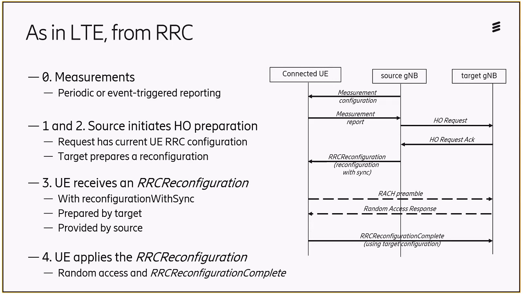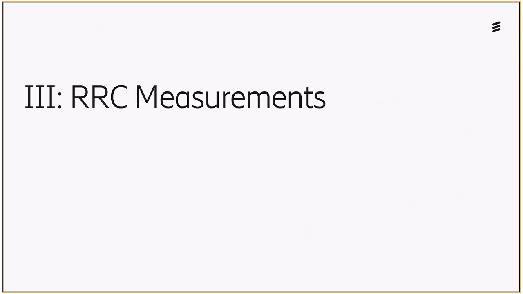Upon reception, the UE applies the message and the configuration, and then it needs to perform random access towards the target, and then send the reconfiguration complete already with the configuration of the target. So the UE applies the message, starts running the configuration of the target, and then sends the message with the configuration of the target. This was basic.